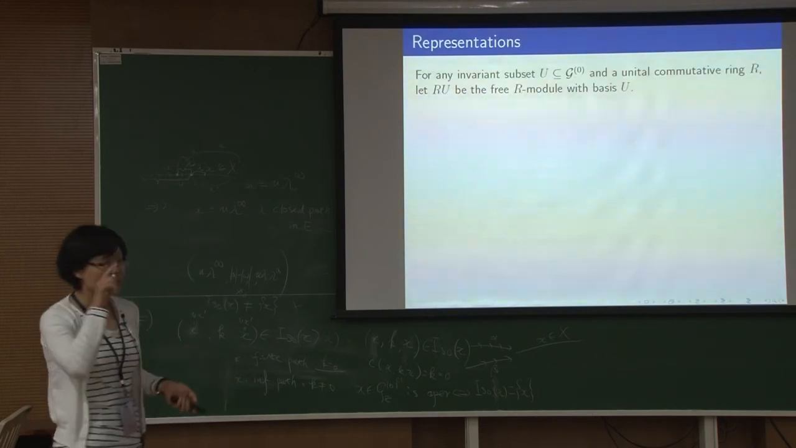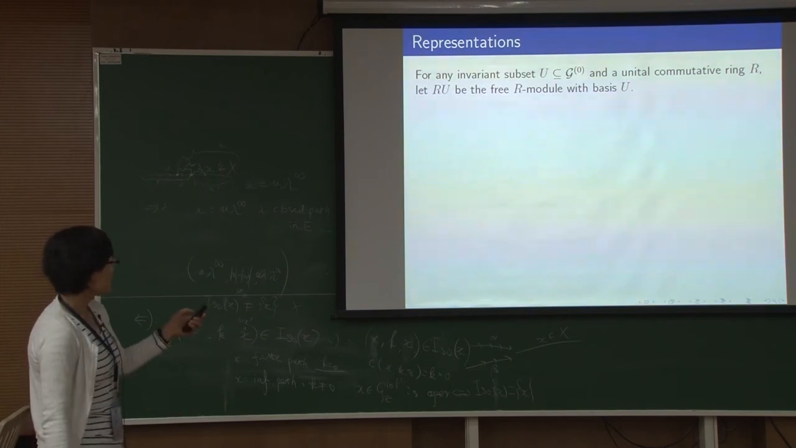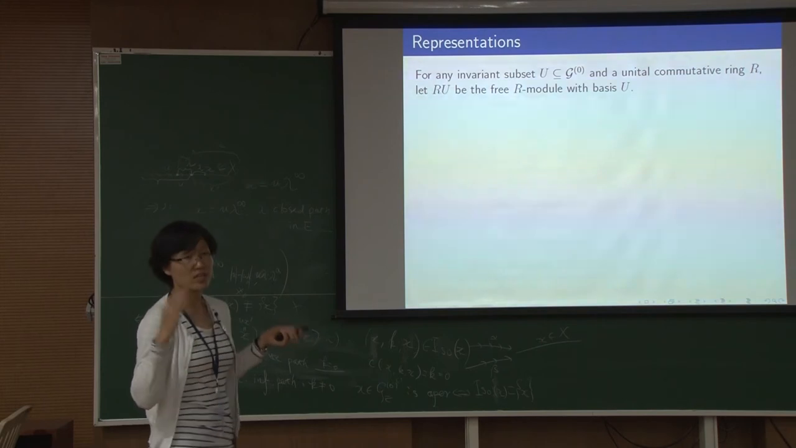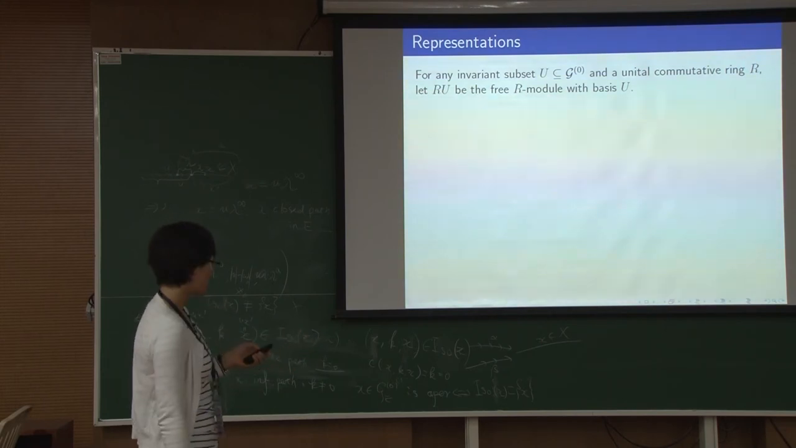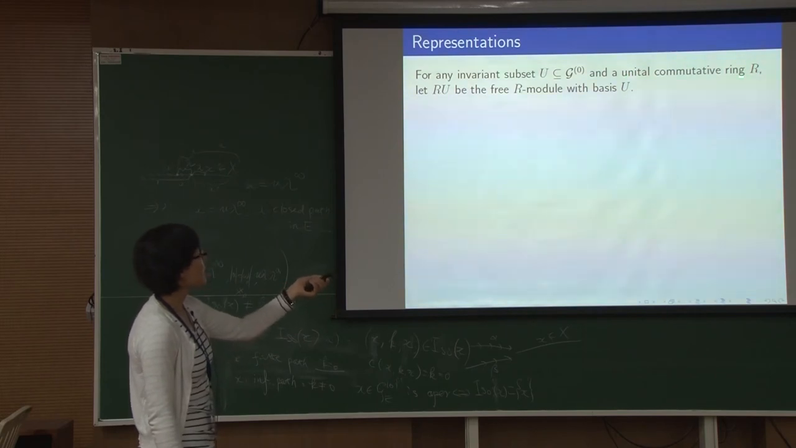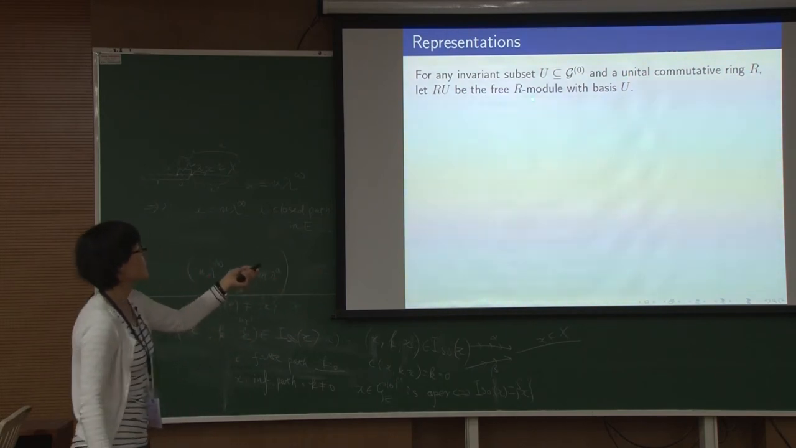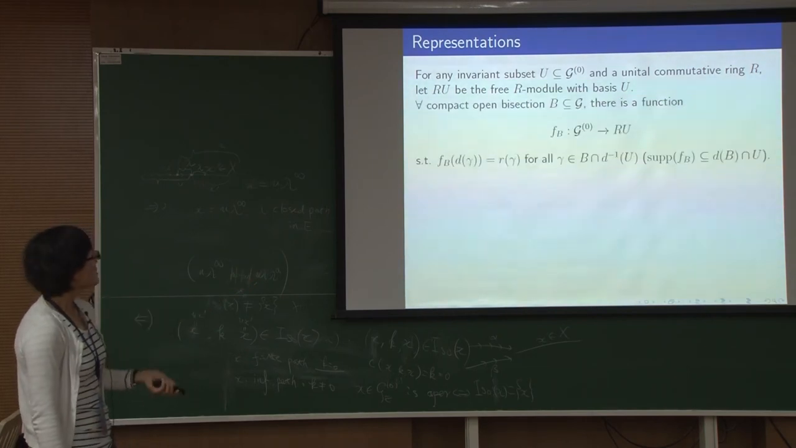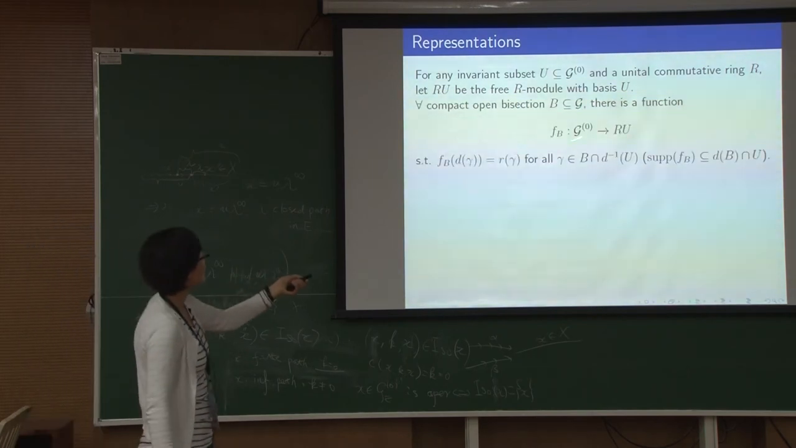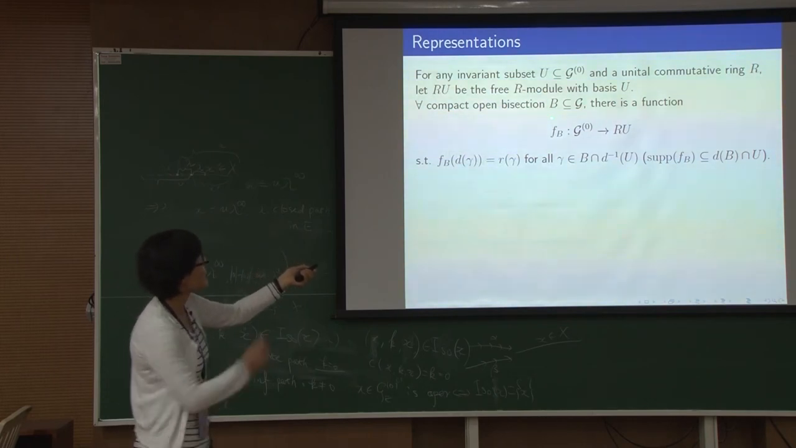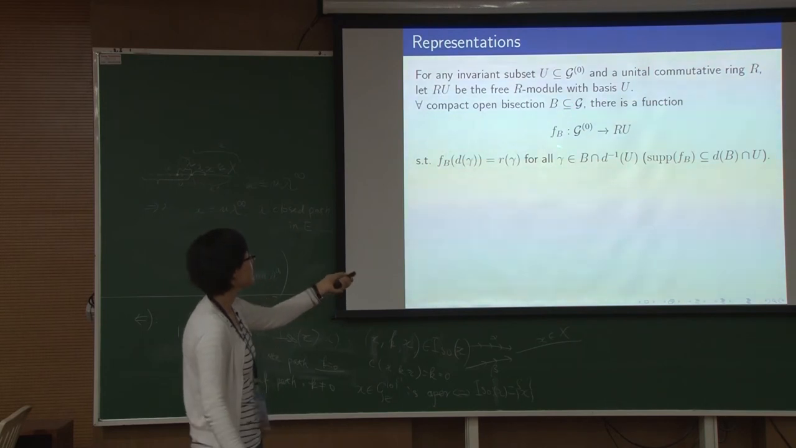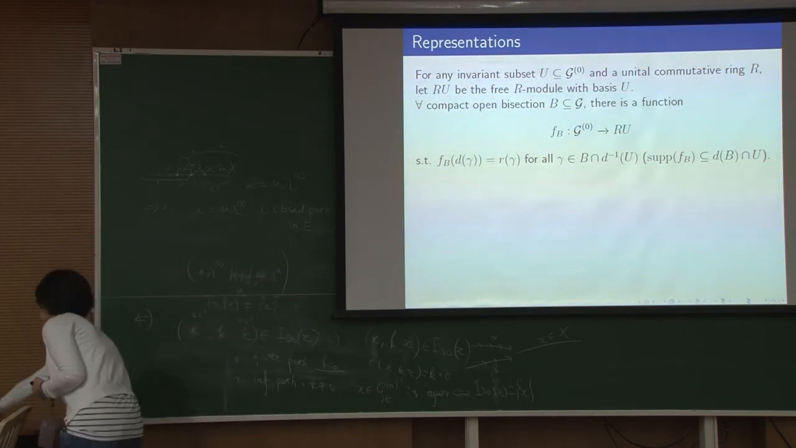So let's recall, given an invariant subset U, we can get a module for the Steinberg algebra. Suppose R is a commutative ring with unit, and RU is a free module with basis U. Then we have this function. For any compact open bisection B in the groupoid, we have a function FB. This function is given like this.